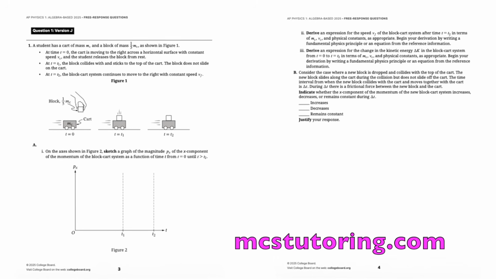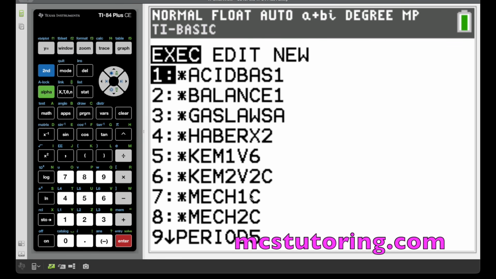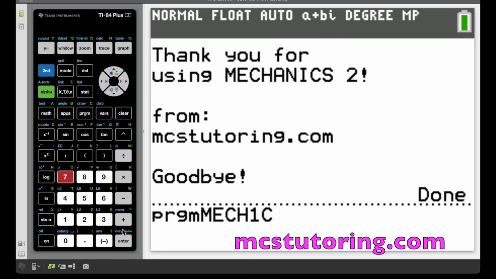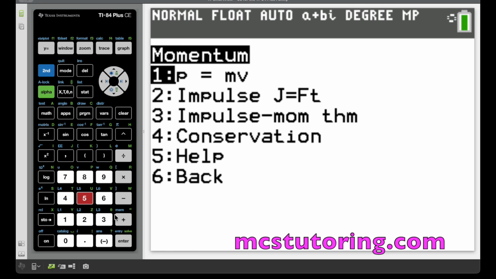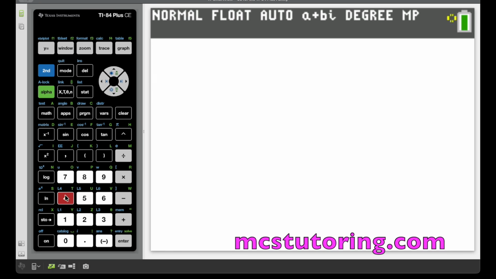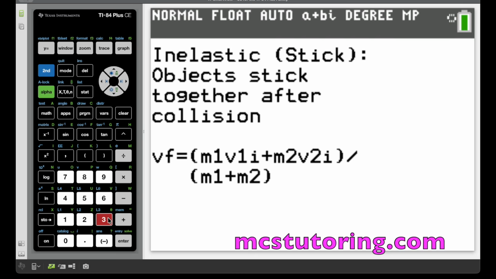So what we're going to do, go down to your Mech 1. It might be Mech 1A, Mech 1B, Mech 1C, Mech 1D. Choose option 7. And you have to press enter, actually again, to run it. So we're going to go to momentum, option 5 here, and then conservation, which is option 4 in this menu. And then we're going to go to inelastic, which means the two objects stick together.